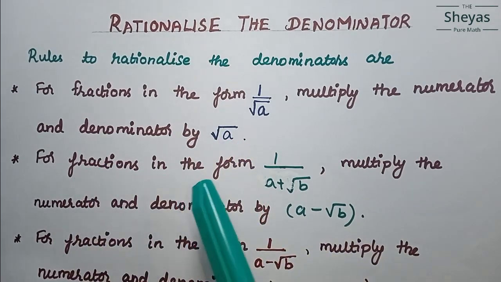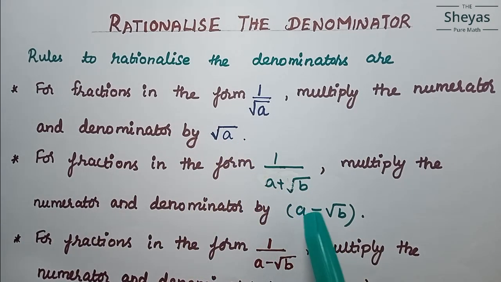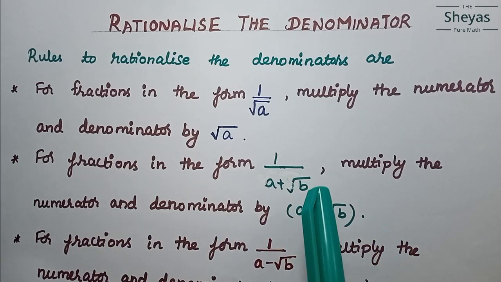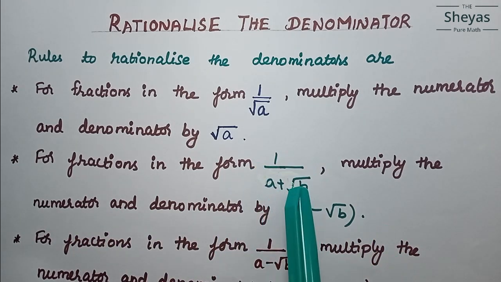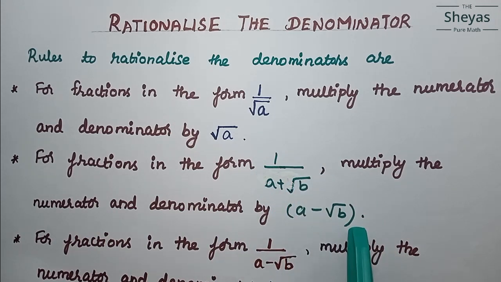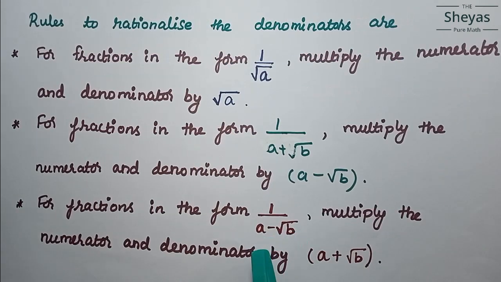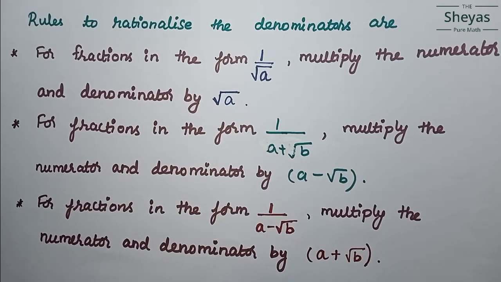For fractions in the form 1 by a plus root b, multiply the numerator and the denominator by a minus root b. So if the denominator term is a plus root b, then you have to multiply that by a minus root b, both numerator and denominator. You will understand more clearly when we are doing the problems. For fractions in the form 1 by a minus root b, multiply the numerator and denominator by a plus root b.